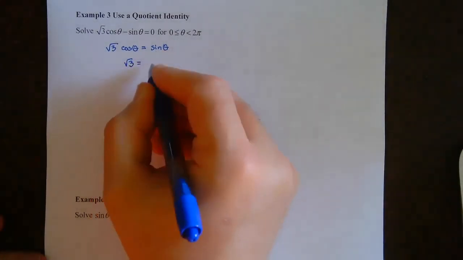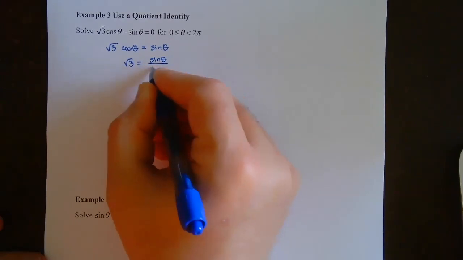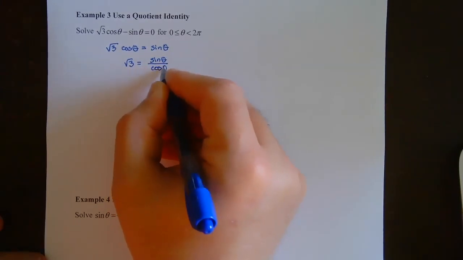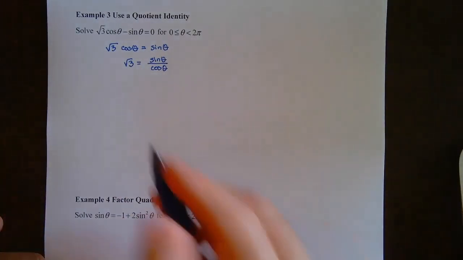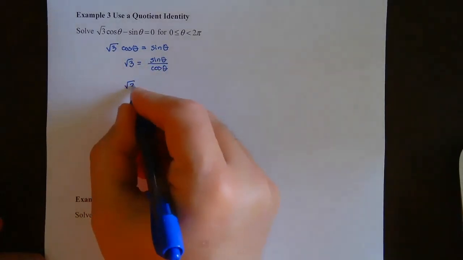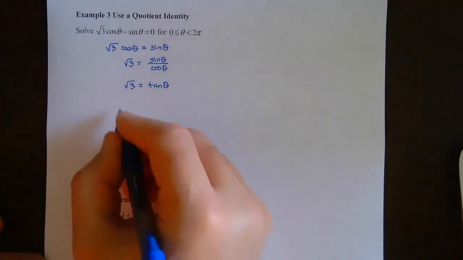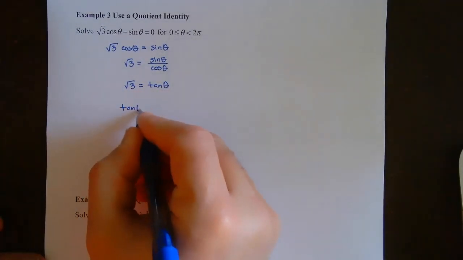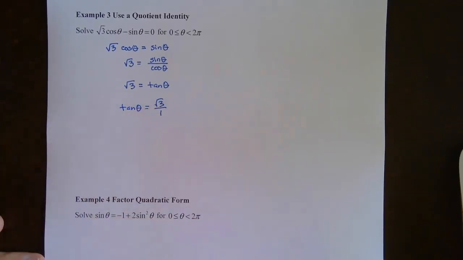This right-hand side is going to become sine theta over cosine theta. And when we see sine theta over cosine theta, that allows us to write it as one trig function. So this is going to become tan theta. So we have the square root of 3 is equal to tan of theta. So I'm going to write it like this: tan theta is equal to the square root of 3 over 1.